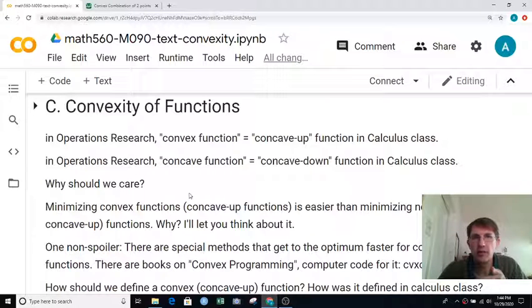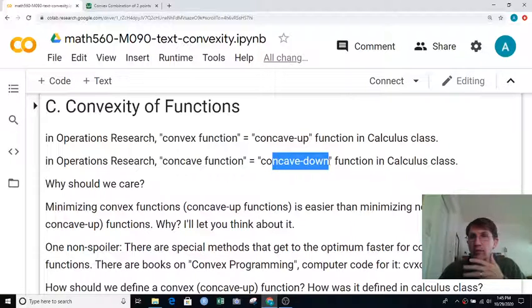So we're going to introduce a term called a convex function in operations research kind of language, which in calculus class you would have called a concave up function. And then I said before, we won't think of sets as concave, but we will think of functions as concave. And a concave function is what you would have called a concave down function in calculus class. I actually like the whole concave up, concave down system better than convex and concave.